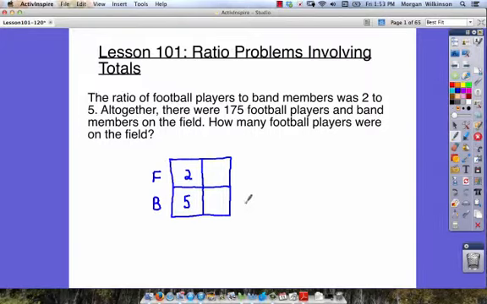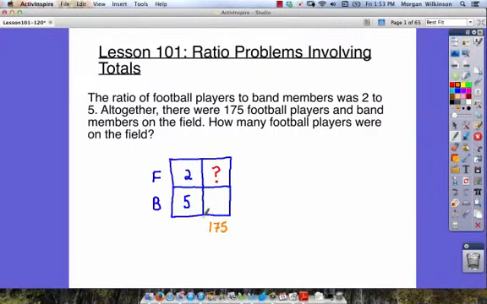Now it says, altogether, there were 175 football players and band members on the field. How many football players were on the field? So what we want to figure out is how many football players were on the field. Now in this problem, what we know is that there were 175 football players and band members. So we're going to put 175 below. That's the total number that we have.